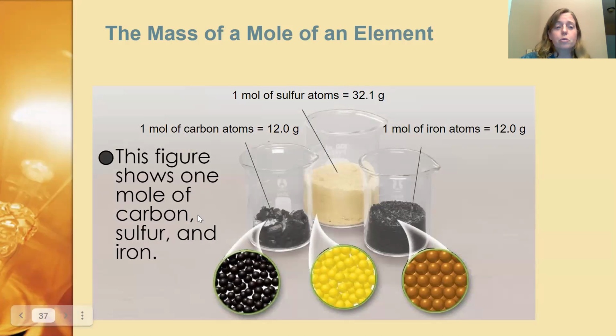So this figure shows 1 mole of carbon, sulfur, and iron. If I actually mass out 12 grams of carbon, this is what 1 mole of carbon looks like. Now, 1 mole of sulfur is 32.1 grams. Notice how the volume is not going to be the same, because remember, we're talking about 1 mole of a specific element. So each element is going to look a little different. The volume of these is not going to be the same as the mass. And then this right here is 1 mole of iron, and so on and so on.